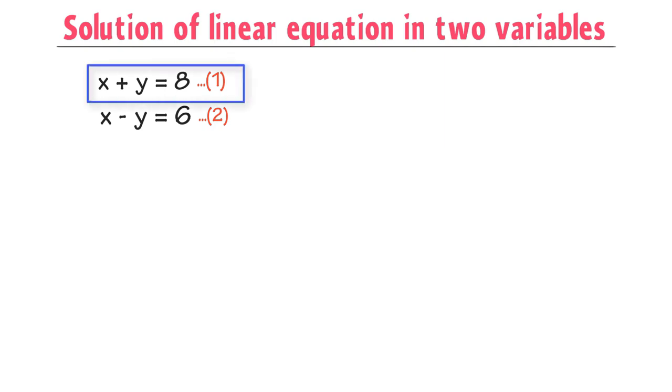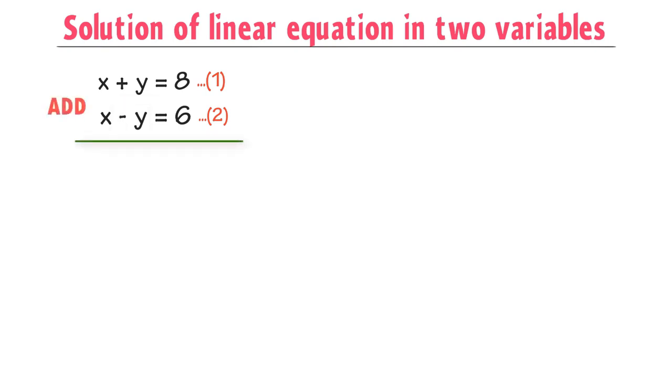Now look at equation number 1, where the coefficient of y is plus 1. And then look at equation number 2, where the coefficient of y is minus 1. So if we add equation number 1 and equation number 2, plus y and minus y will be cancelled out. And we will get only x variable. And then solving one variable equation will be a pretty easy job.